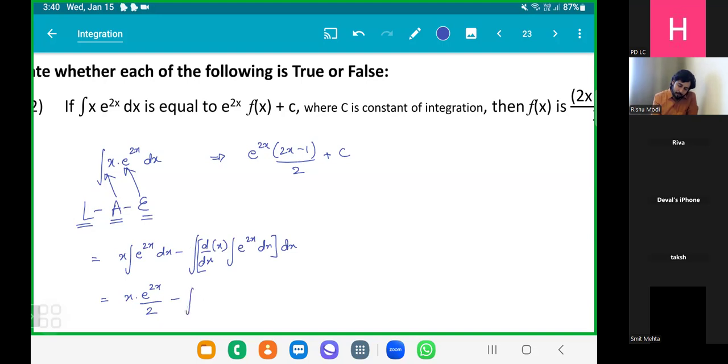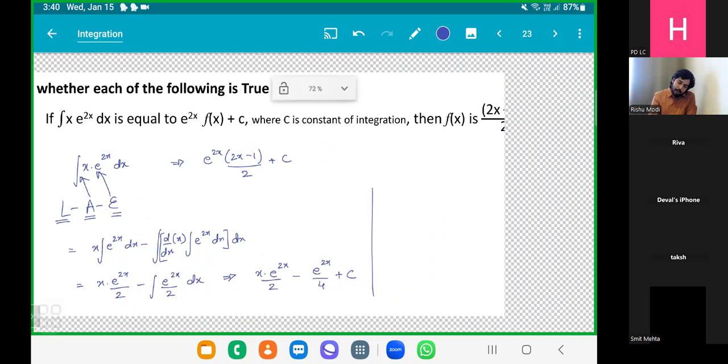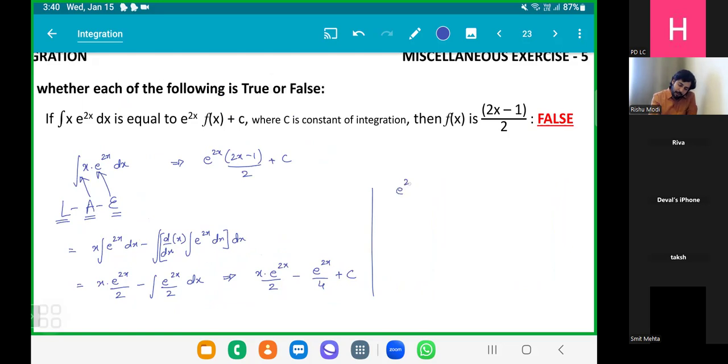So the derivative will be 1, e raised to 2x, chain rule, 2x. So that will be the final answer: x e raised to 2x upon 2 minus e raised to 2x upon 4 plus c. Right? Now, as per the given question, I will take e raised to 2x common and 2 common. So in the brackets, what do we get? e raised to 2x common upon 2. So we'll get 2x minus 1 plus c.